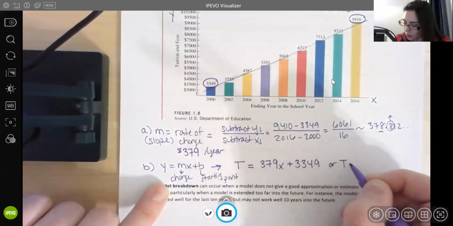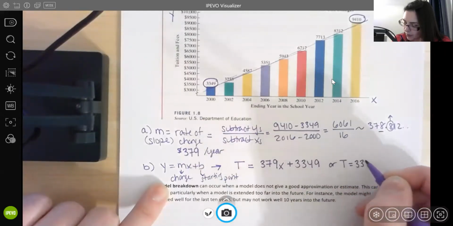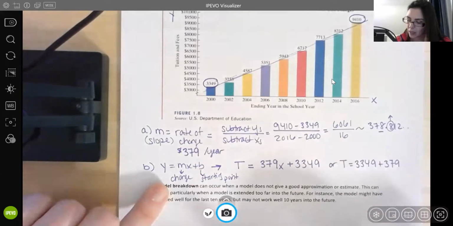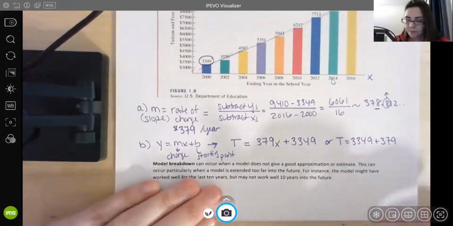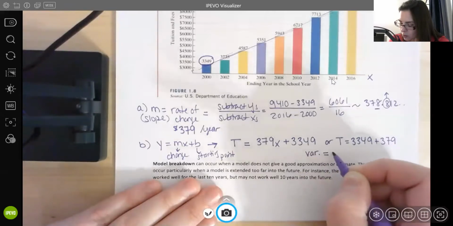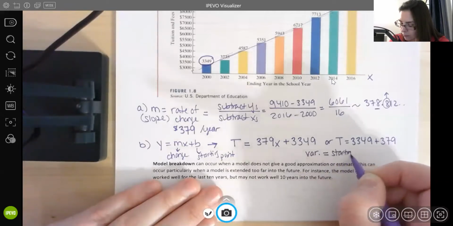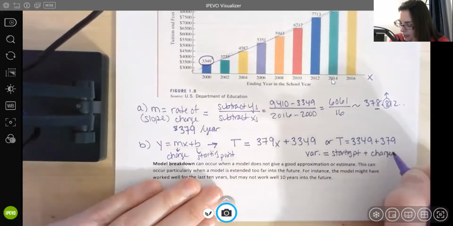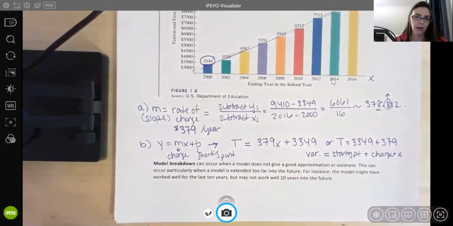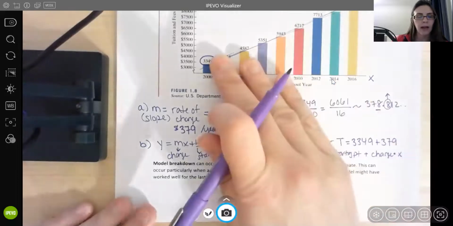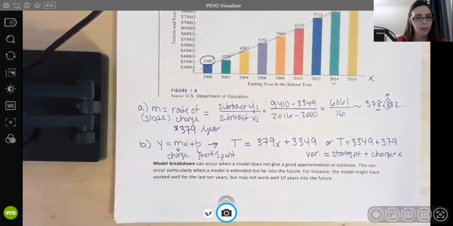Now, if you wrote it in the other order, so your textbook likes to put that starting value first, that's okay too. But what you should be noticing, right, is you have some sort of variable equal to a starting point plus our change times X. X is usually the other variable, but it could be different, right? It could be a different letter. So you have this general formula when you have this overall linear, this line shape.